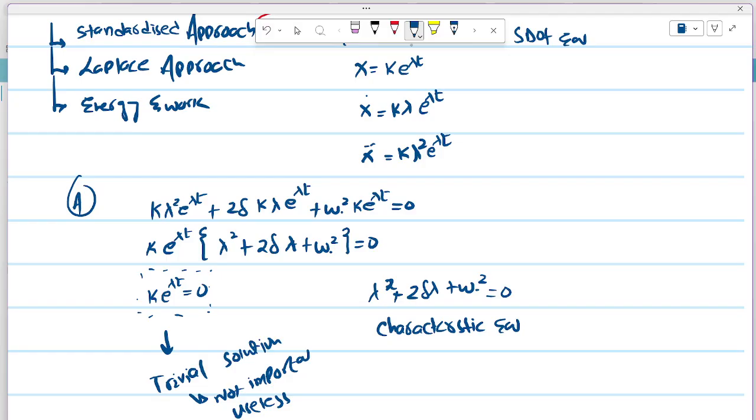Now we know it's a simple quadratic equation, so we can find its roots. If you apply the famous quadratic formula, lambda will be equal to minus delta plus or minus i, the imaginary number, times the square root of omega square minus delta square. We don't need to divide, we have already divided that one.